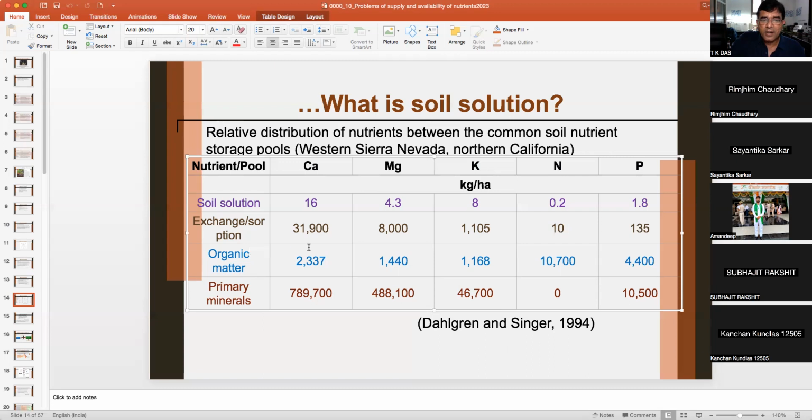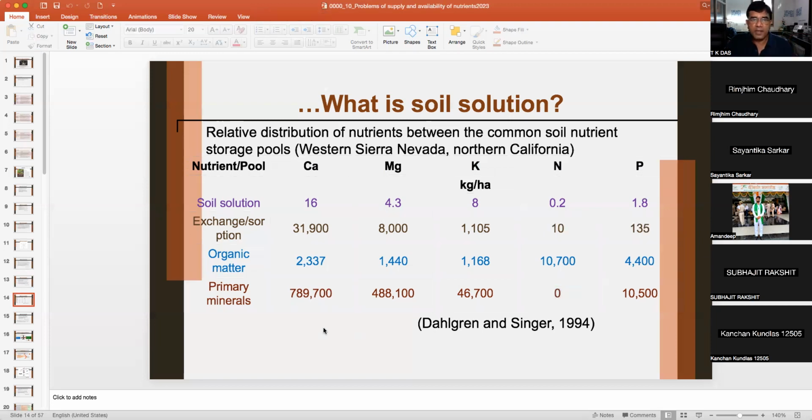See, organic matter can contribute about 2,000 kilogram of calcium or magnesium 1440. So likewise, you can see primary minerals can also contribute some calcium. This is the total quantity of calcium in primary minerals in kg per hectare. And you can see nitrogen. So nitrogen is not part of any mineral. Therefore, these primary minerals do not have any nitrogen, you will have 0. So from this, at least you can get some idea of what proportion of different cations or anions are there in the soil solution and other pools.